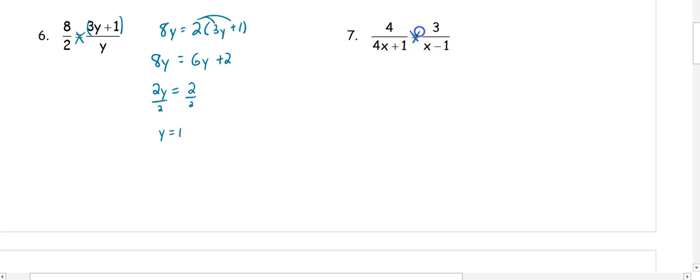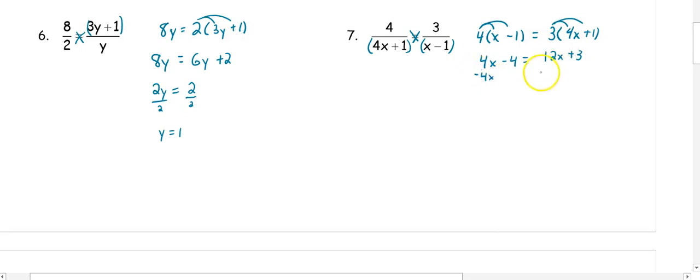Number 7, when I cross multiply, I'm going to put parentheses around each of these quantities. So I have 4 times (x minus 1) equals 3 times (4x plus 1). So I'm going to distribute the 4 on the left-hand side. I get 4x minus 4 equals, when I distribute the 3, 12x plus 3.